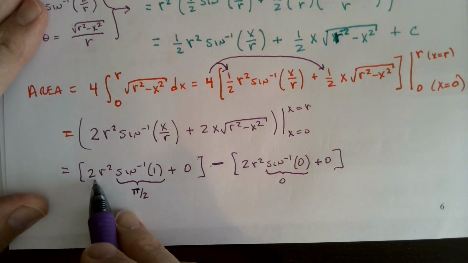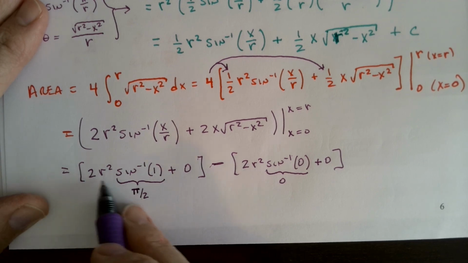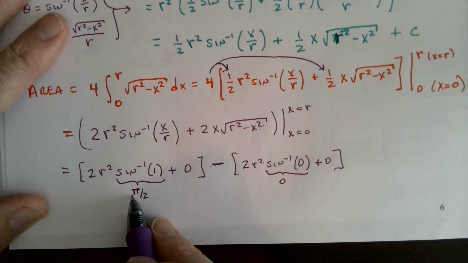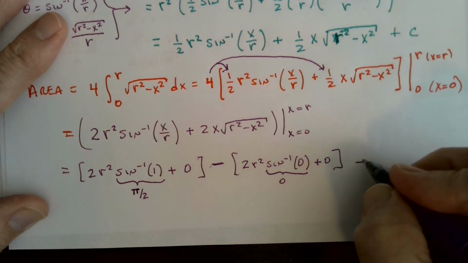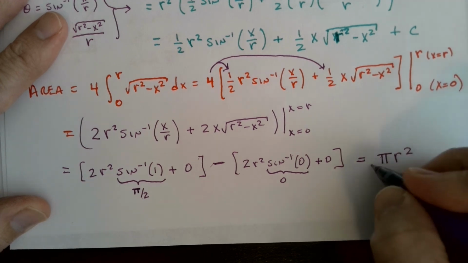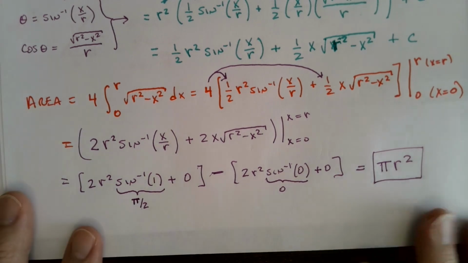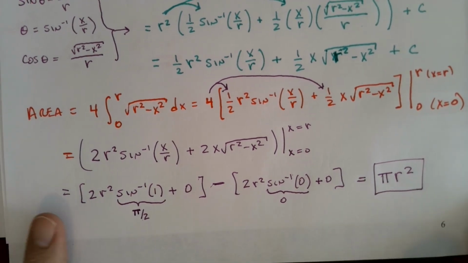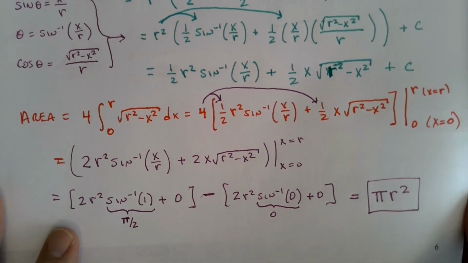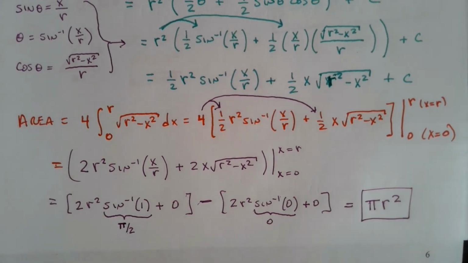And what do I get? 2 r squared times pi over 2. 2 times 1 half is 1. I'm just left with r squared times pi. Or that we normally write as what? Pi r squared. There it is. There's the area of the circle. Okay. You probably just want us to tell you that, but at least now you have seen the derivation of the area of a circle and a nice little application of the trig substitution technique.